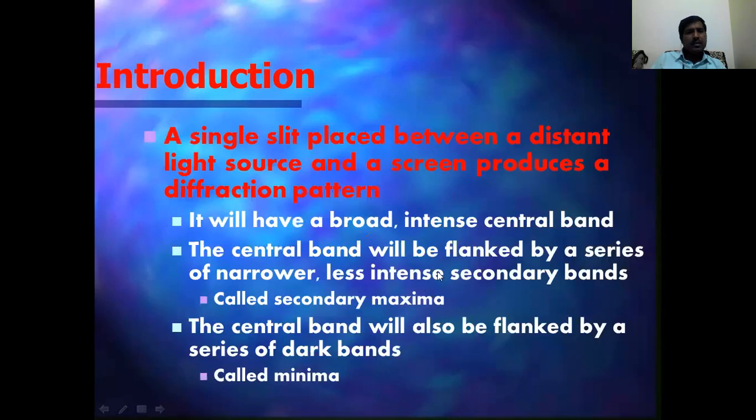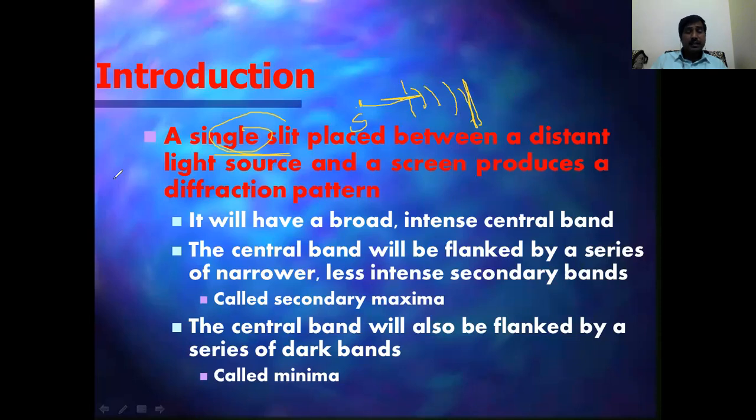Okay, so a single slit placed between the distant light source and a screen produces diffraction. Remember, you can make a double slit and a single slit, but the single slit should be placed here. You have a source and you have a screen here, and you place the single slit like this. Then you have the diffraction pattern.